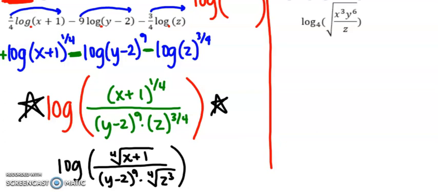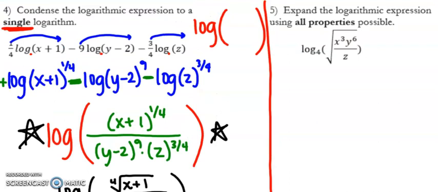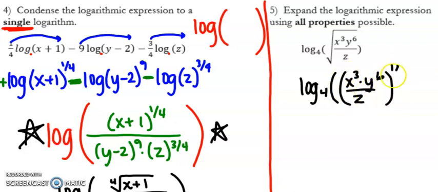When we are expanding, like in number 5, we want to expand with addition, subtraction first, then swing down our exponents. So I'm going to look to rewrite this as log base 4 of x to the third y to the sixth over z, all of that to the 1/2 power because of this square root. So what I can do is I can swing that 1/2 down.